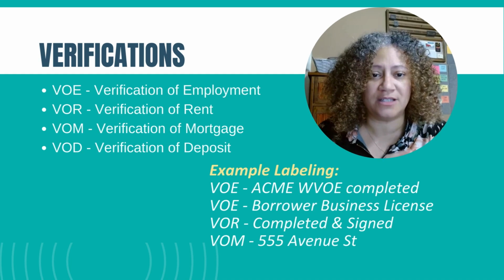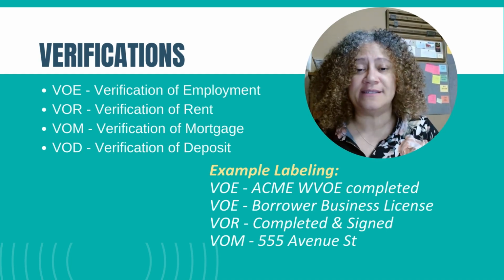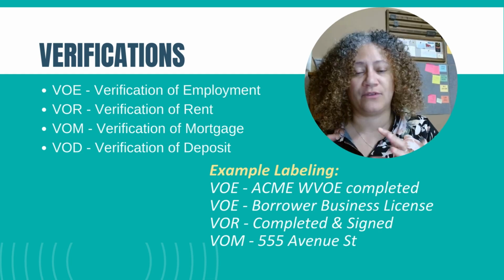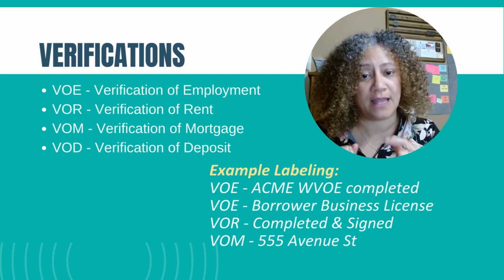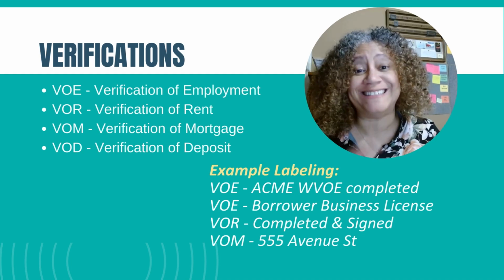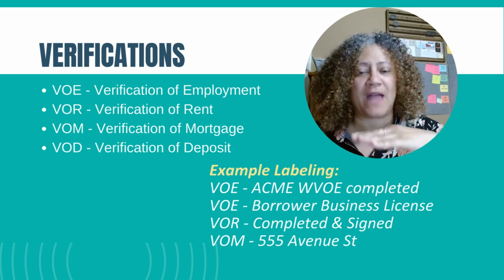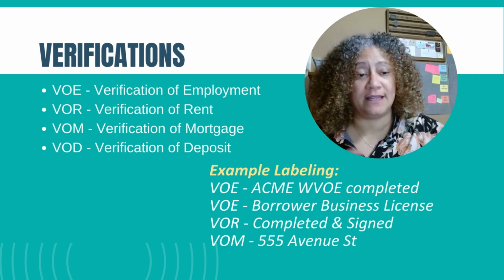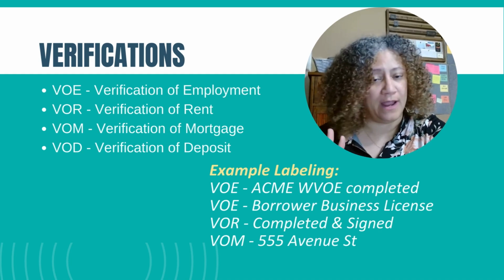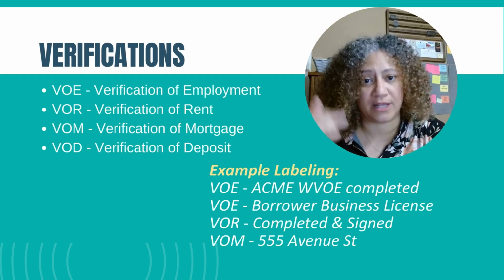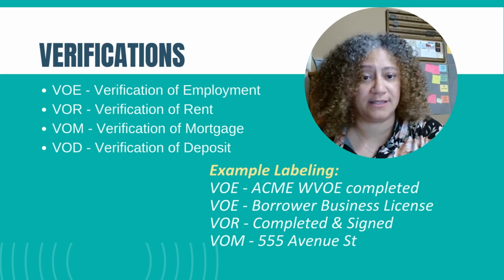is because we want to see what has been sent out. For example, we may have the VOR, the verification of rent, and we may label it VOR unsigned. So it usually sits at the bottom of the bucket list. That way, when we get it back, we can then change the name of the document to completed and signed. So all of the VOAs in our folders are typically at the bottom so that we can track what has been completed and what is still outstanding.